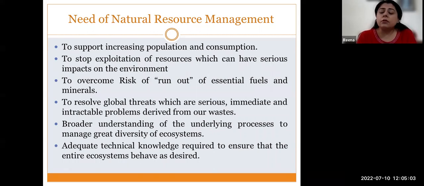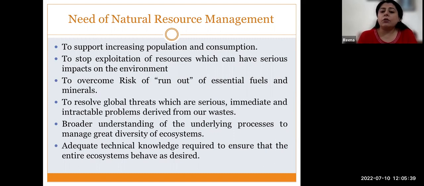Then we are also threatened by the global scenario, how different kinds of waste are creating intractable problems. Those problems are so humongous and their magnitude is increasing day by day because we are not paying attention and not using the tools and strategies which can manage them properly. They form a threat which is local in nature, but it is increasing from local to regional level, regional to state level.